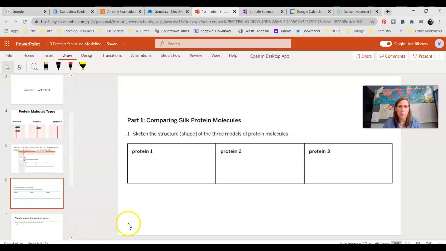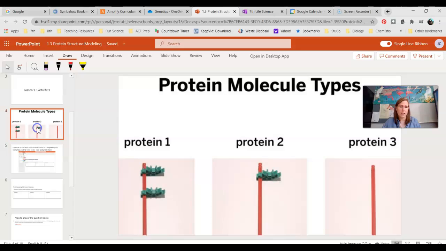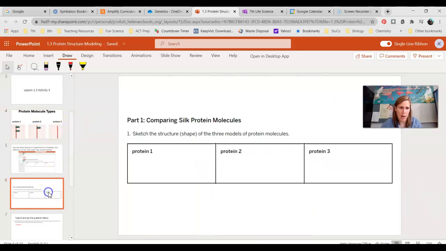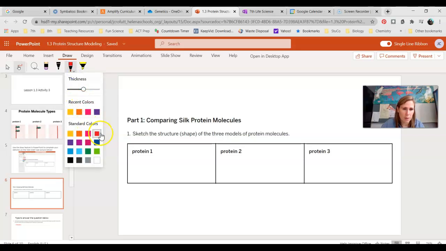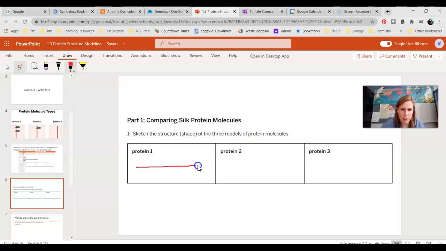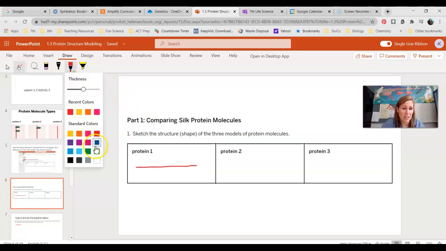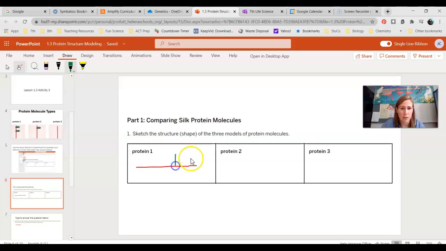On this one it says comparing silk protein molecules. Sketch the structure or the shape of the 3 models of protein. If these are our 3 molecules of protein, you'll sketch them in this box. I can grab my marker here, change my color if need be, and say, all right, protein 1 looks like this. It doesn't have to be a complicated drawing. It doesn't have to look exactly like the picture. What does protein 2 look like in comparison, and what does protein 3 look like? You'll sketch those 3 proteins on here. You can see that I can erase just as easily.